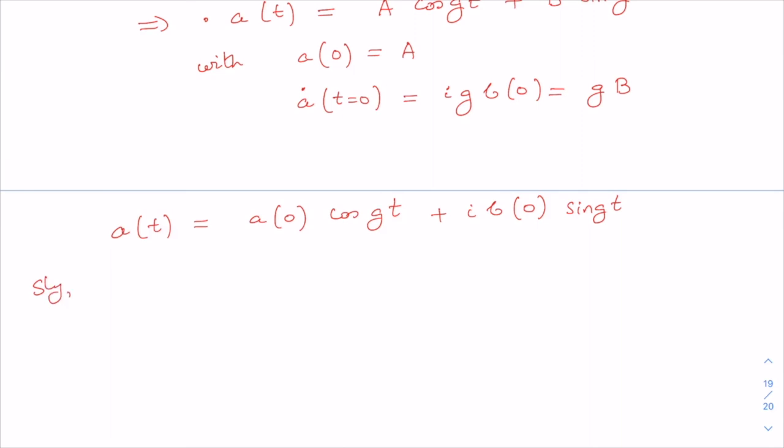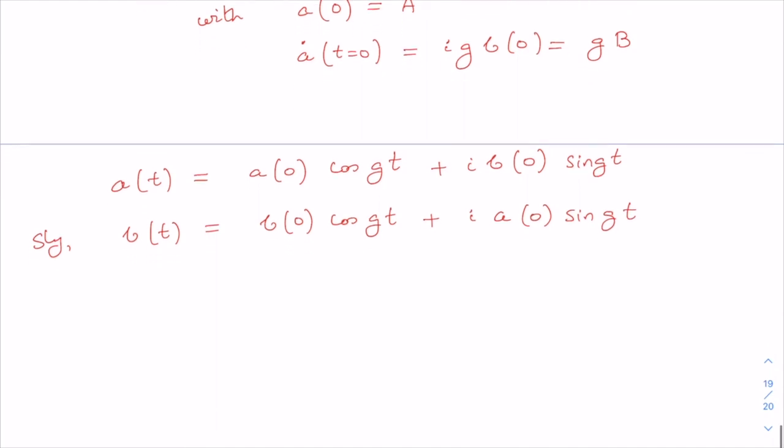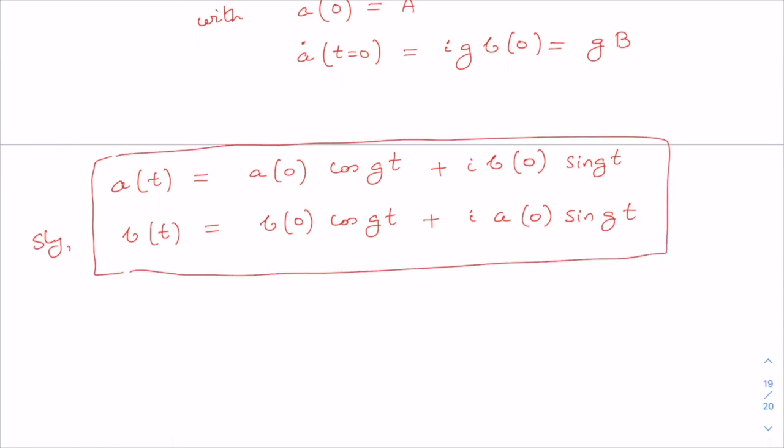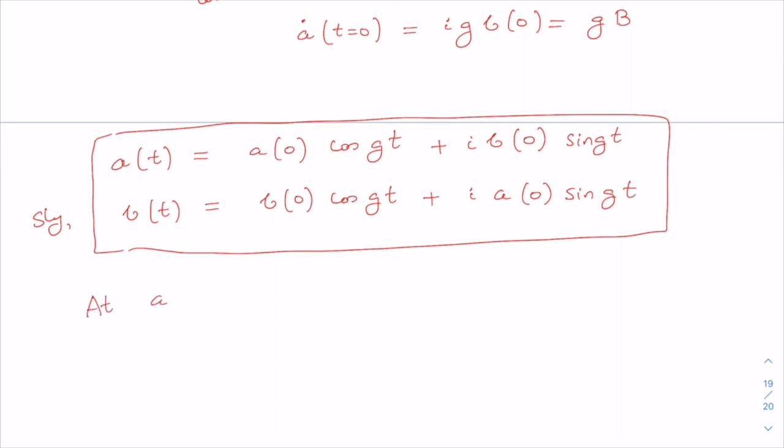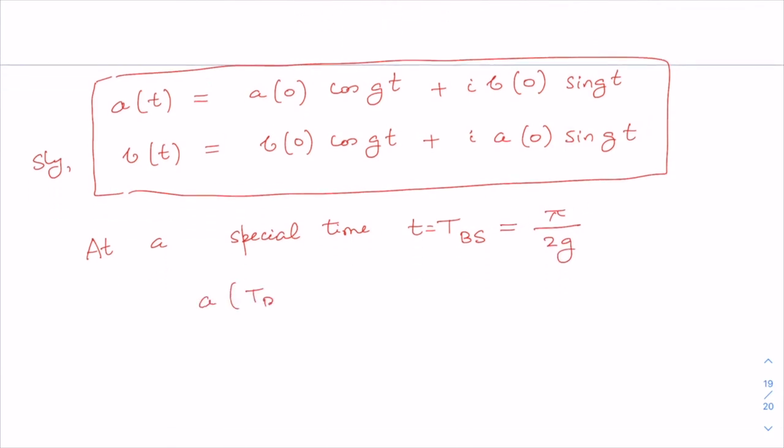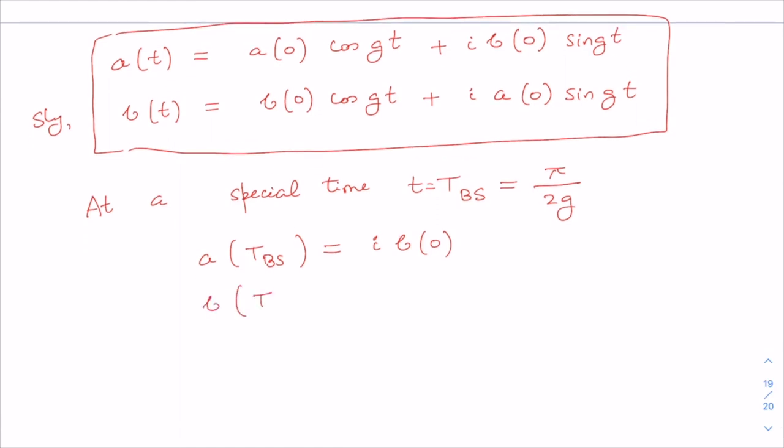And similarly, I can get the solution for b, and b(t) would be equal to b(0) cos(zt) + i a(0) sin(zt). Please verify that yourself. Now, clearly, at any arbitrary time, the modes a and b are mixtures of their initial values, which is very clear from these expressions. For example, at a special time, and this is going to be an important case, at a special time, say t = t_BS = π/2z, you will see that a at that time is equal to i b(0). On the other hand, the value of b would be i a(0).